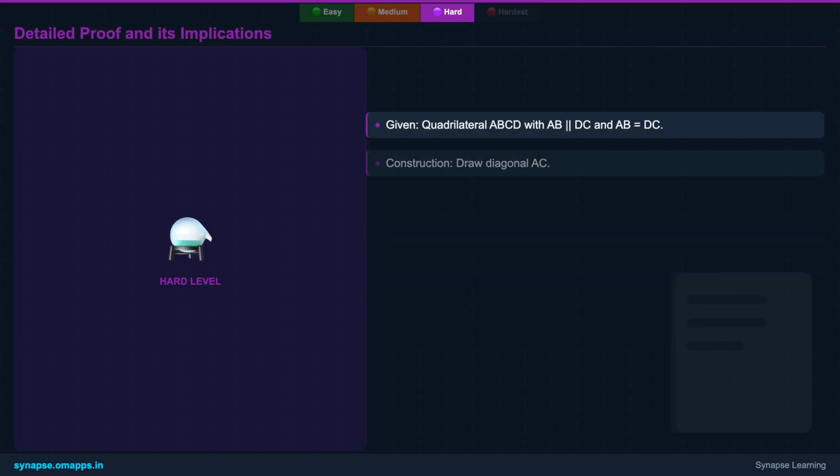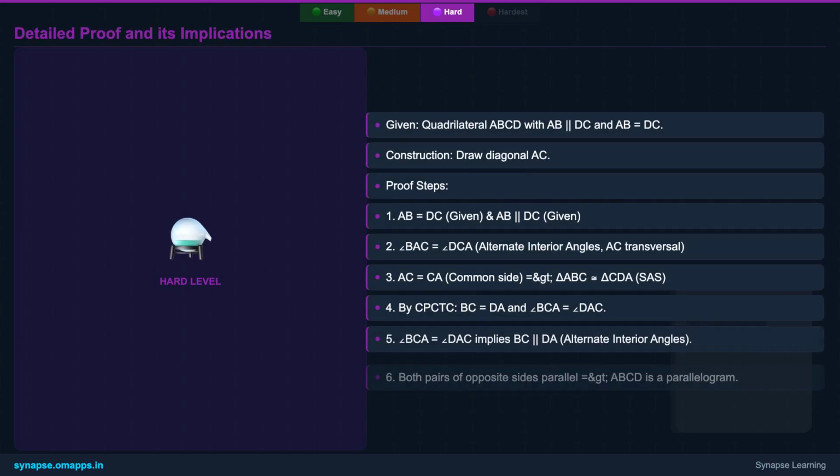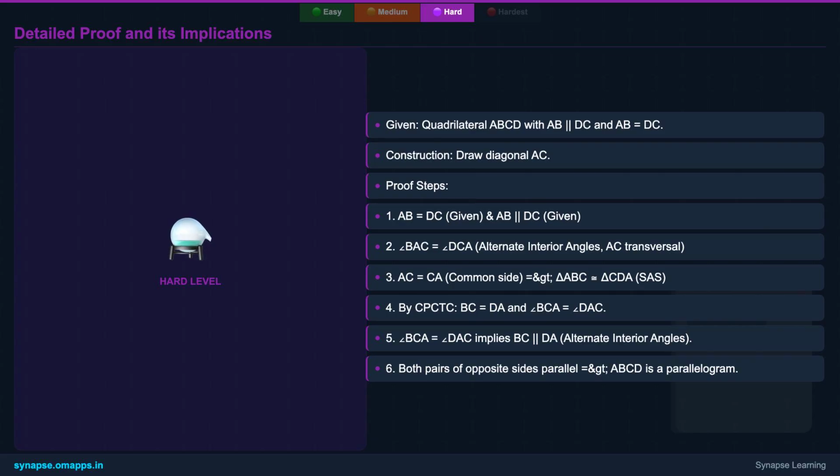Let's review the detailed proof, emphasizing each step's implication. We start with quadrilateral ABCD, given AB is parallel to DC and AB equals DC. By drawing diagonal AC, we form two triangles. The given conditions, along with alternate interior angles being equal and AC being a common side, establish congruence between ABC and CDA by SAS.